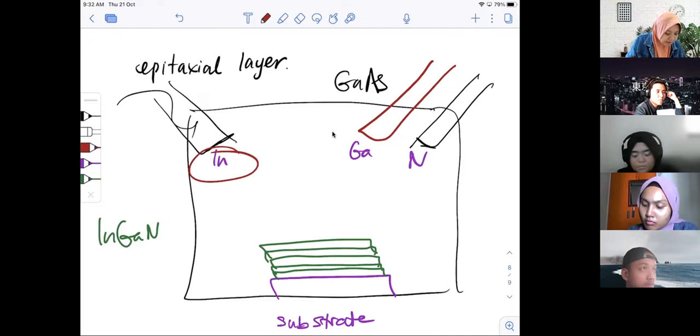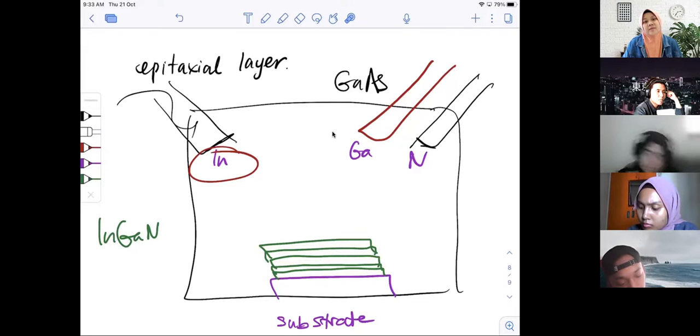And this process is called the growth. And what is an epitaxial layer? This is the epitaxial layer. We grow layer by layer. You can imagine it like kuih lapis. You know, cheesecake. I like food. That's why my examples are all food.